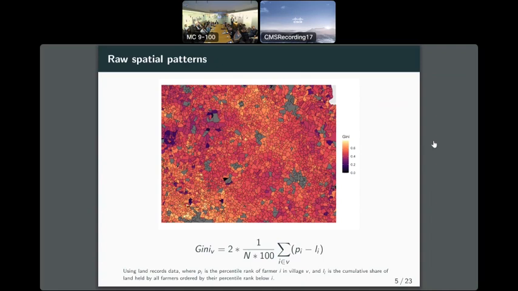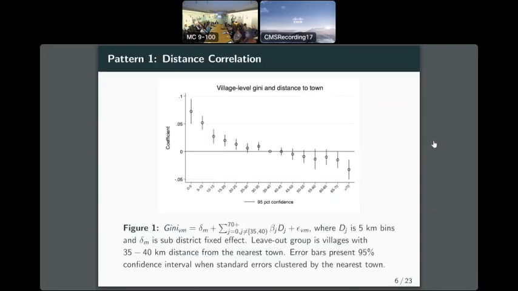When I first created this map and was chatting with my co-authors, the spatial pattern in inequality jumps at you. You see that the spatial inequality gets worse close to towns, and then it gets better, or the inequality is lower, as we move away from towns, of course with some noise. And so we were like, let's look at whether there's a distance gradient. And we do find a distance gradient.